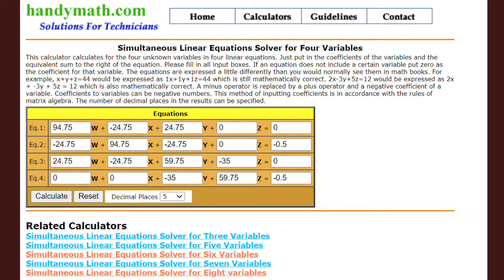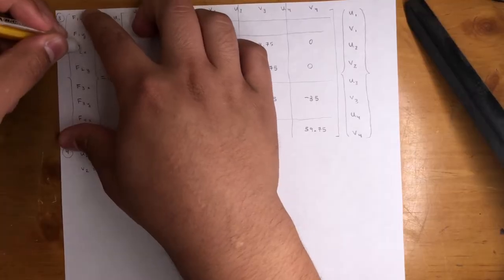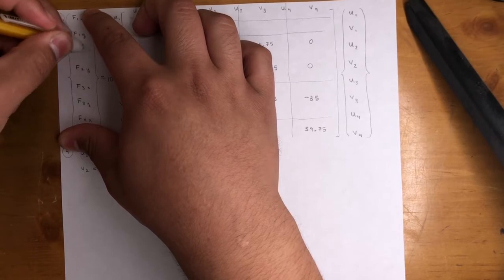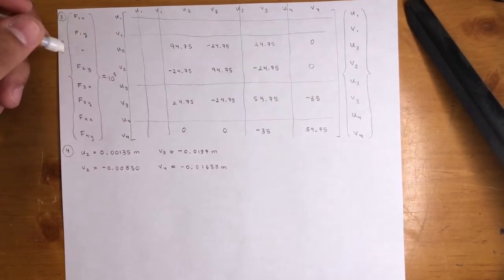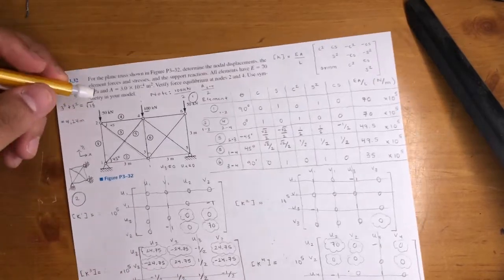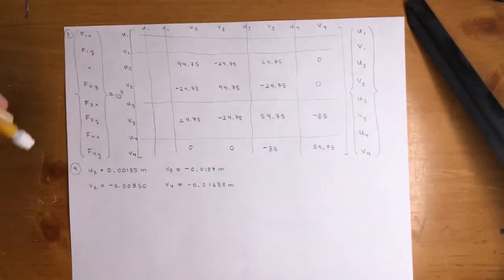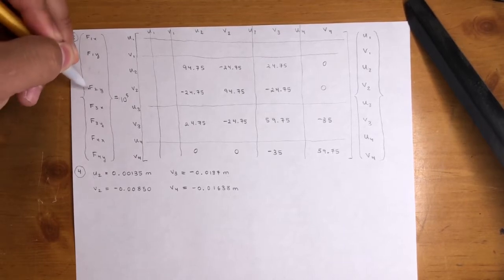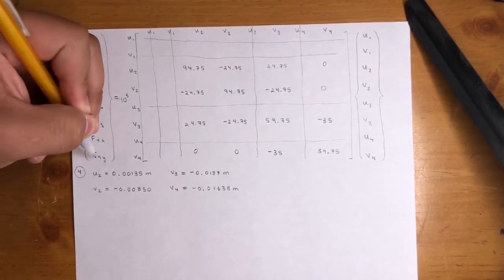The first row is 94.75, negative 24.75, 24.75, and 0. And you set that equal to your force. And I forgot to do it on the paper, but those force numbers right there are 0 and like 10 to the... So hold on. Give me 1 second. I'm not looking at it, remember. So it's force 2x, force 2y, force 3y, and force 4y.